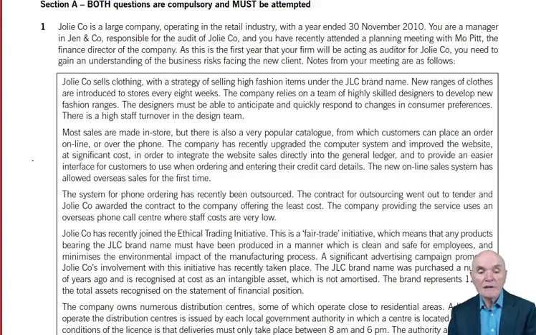So it's a large company operating in the retail industry, where I'm a manager, responsible in Genco, that's the firm of auditors, responsible for the audit of Jolie. And I've recently attended a planning meeting with Mo Pitt, the finance director of the company.